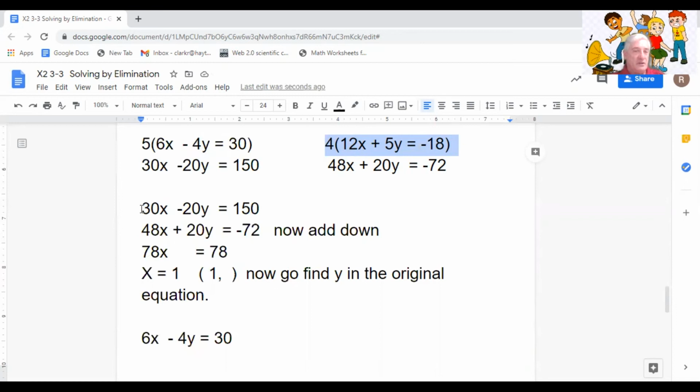Now I take these two. When I take these two and add down, what do I get? I get 78X equal 78. So X is 1. Now I'm going to go find Y.